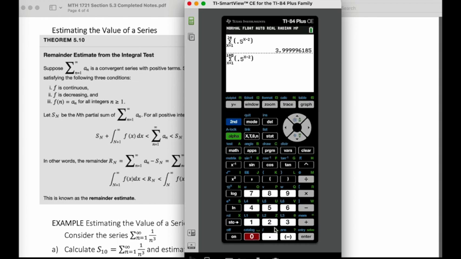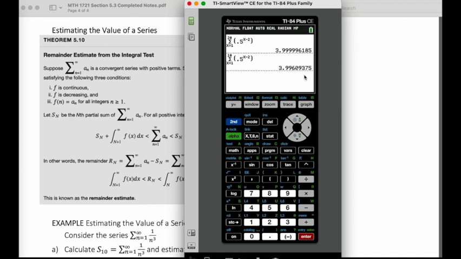If I only added up the first 10 terms, it's not going to be as accurate. We know that the answer is 4 because we found it in our previous lesson. Notice that this partial sum, because I went out to 20, is a lot more accurate than if I only go out to 10.